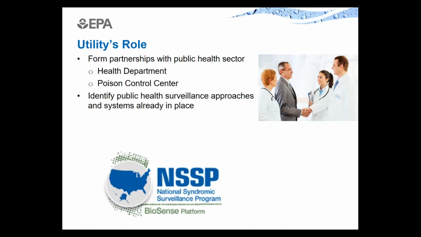Once they've done this, they can work with those public health partners to identify and understand the public health surveillance that is in place in the jurisdiction in which the water utility operates. And then it's important, though, also to assess whether or not these surveillance systems, as currently set up, are going to be useful to monitor for possible water contamination. And some examples of how that's important are, first, with respect to timeliness.